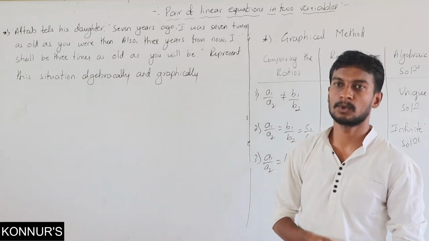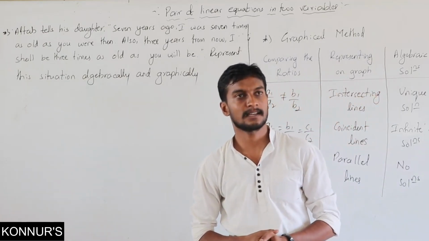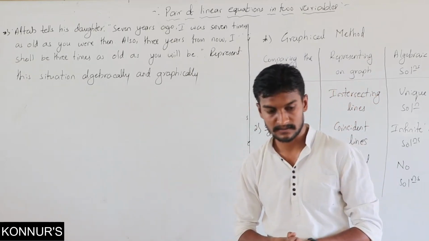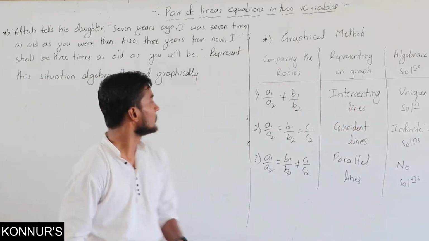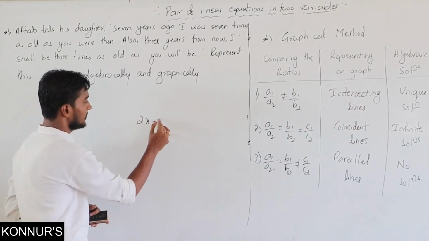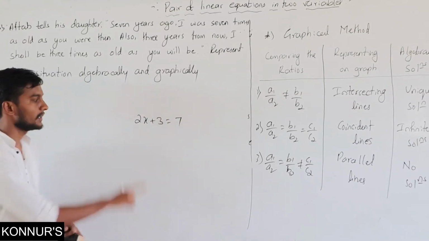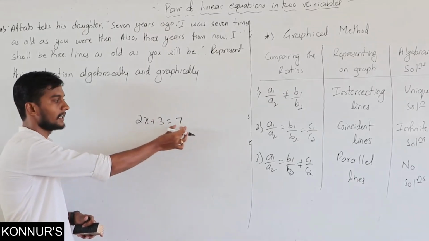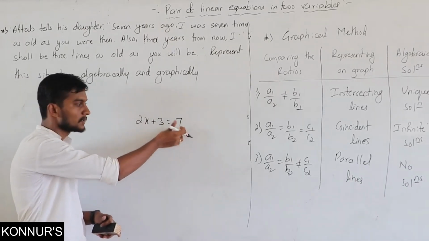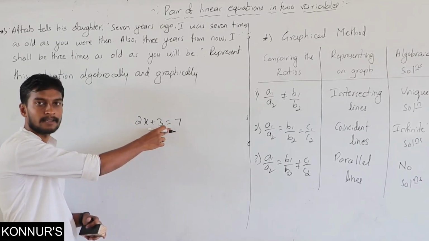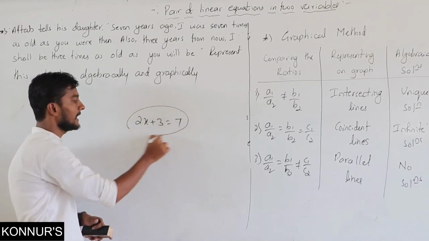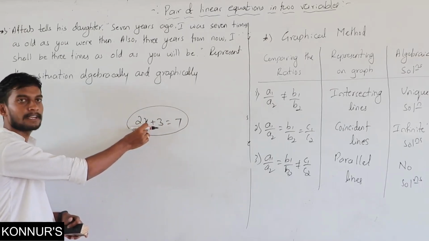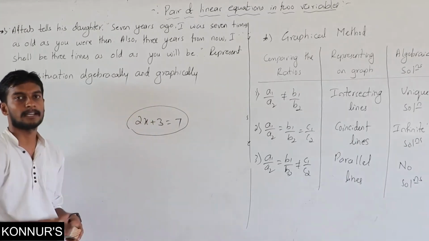So first we should know what are equations. Equations are statements which have an equal sign between two algebraic expressions. For example, 2x plus 3 is equal to 7. Here we have one algebraic expression, that is 2x plus 3, and another algebraic expression, that is 7. In between these two algebraic expressions we have an equal sign. So this is called an equation. If we solve and find the value of x, that is known as a solution for the equation.